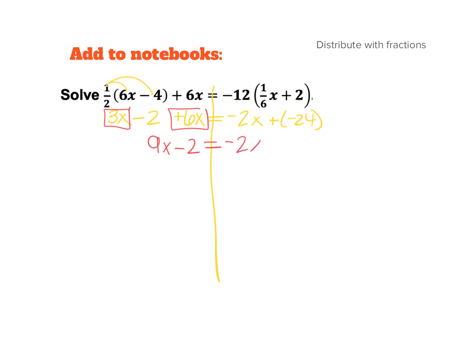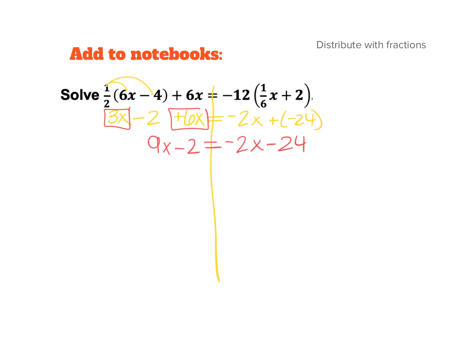am going to go negative 2x. I'm going to turn plus negative 24 into just minus 24. It's a little bit less to deal with. Next step, I'm going to get all my variables on one side of the equation. I see over here I have 9x, and over here I have negative 2x.